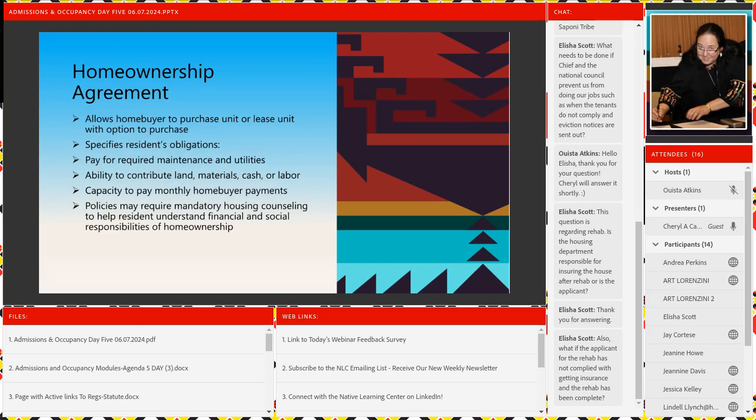A home ownership agreement allows the homeowner or home buyer to purchase the unit, or lease the unit with option to purchase. It specifies the resident's obligations: pay for required maintenance and utilities, ability to contribute land, materials, cash, labor, and the capacity to pay monthly homebuyer payments. Your policies may require mandatory housing counseling to help your resident understand their financial and social responsibilities of homeownership.